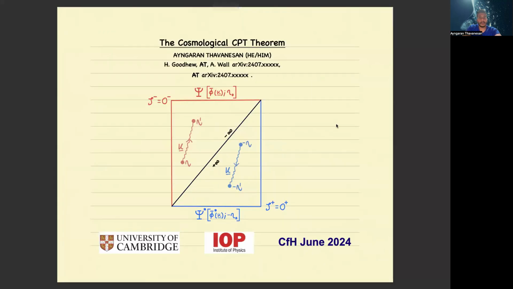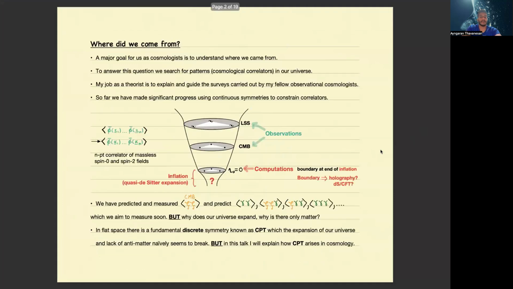So the title of this work is the Cosmological CPT Theorem. So let's start from basics. In cosmology, a fundamental question that we're trying to answer is, where did we come from? And to answer this question, we search for patterns in the sky known as cosmological correlators. And my job as a theorist is to explain and guide the surveys carried out by my fellow observational cosmologists.